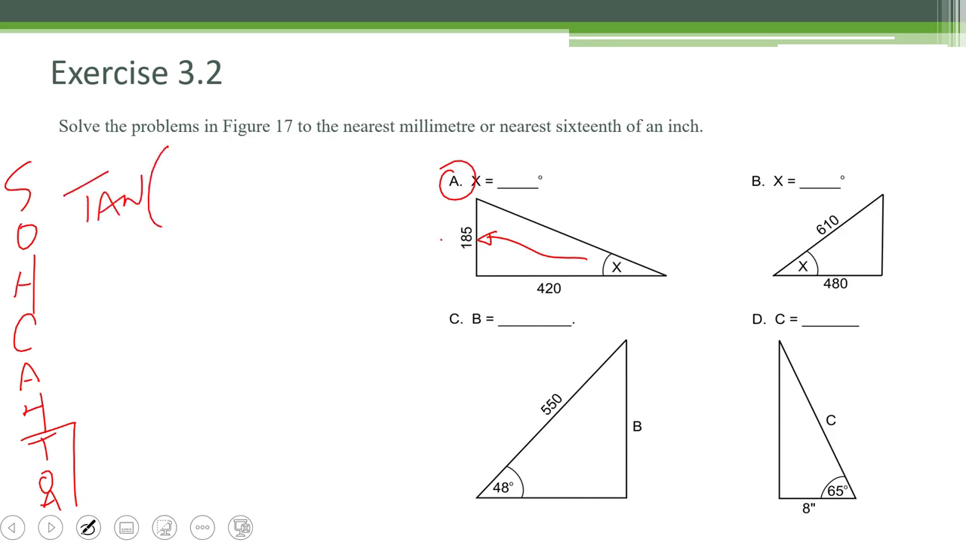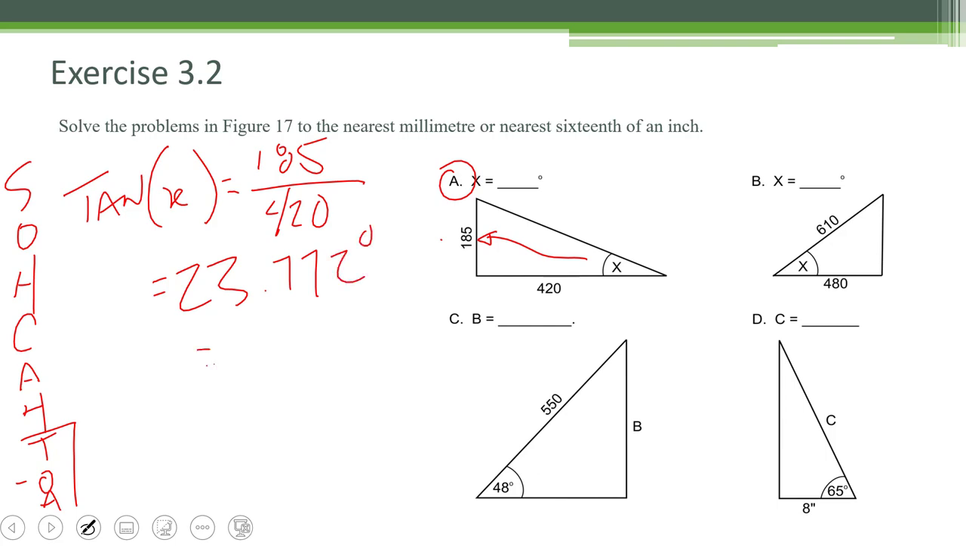So the tangent of x is equal to the opposite, which is 185, over the adjacent, which is 420. Okay, so again, I just go 185 divided by 420 equals shift tangent. Okay, and you should get 23.772 degrees. I'm just going to round up and say 24. Okay, so it'd be 24 degrees.